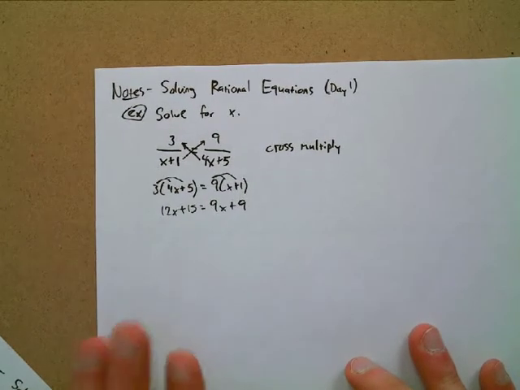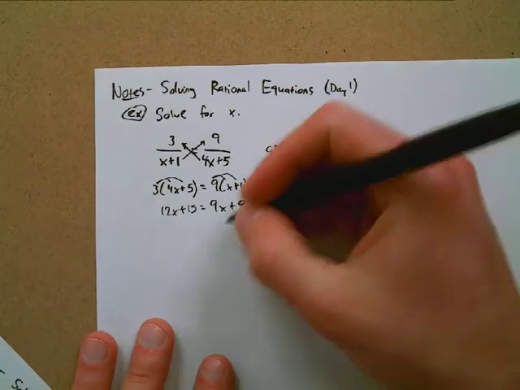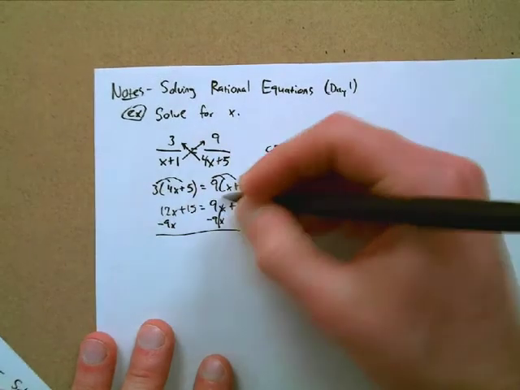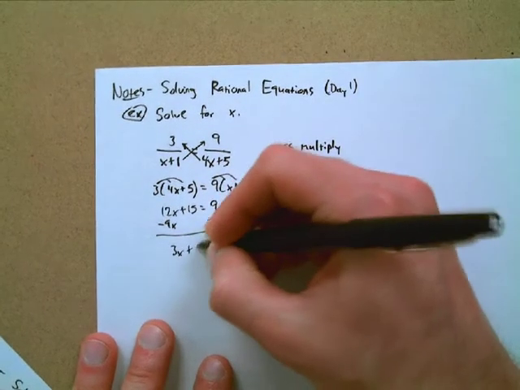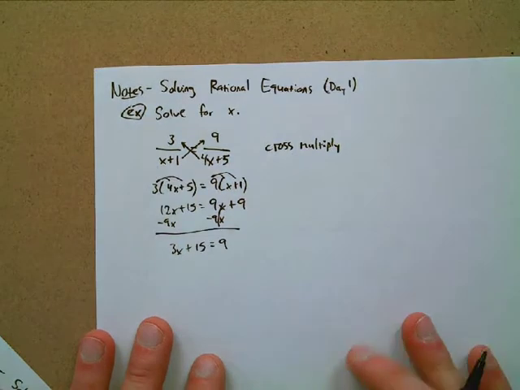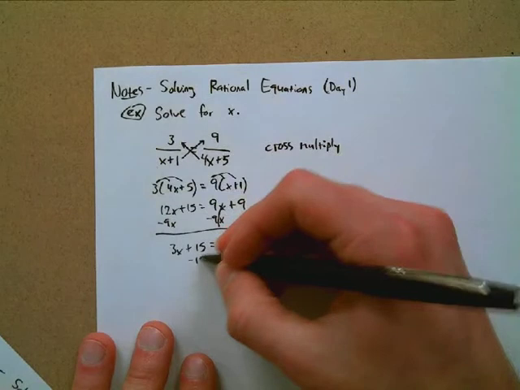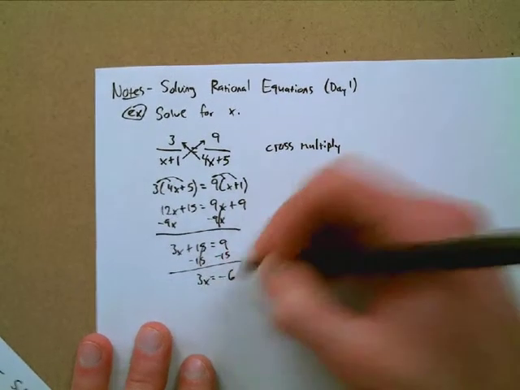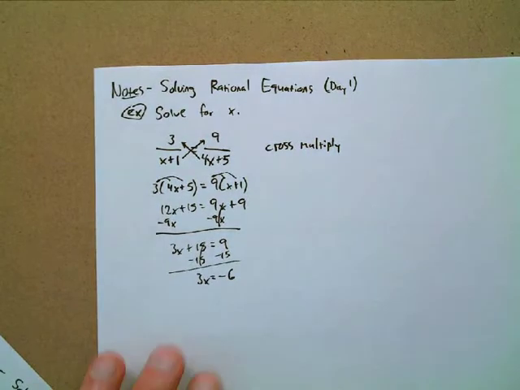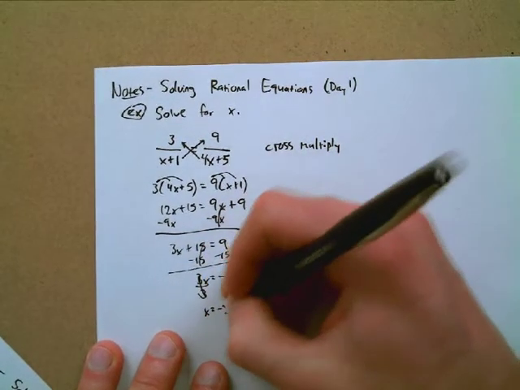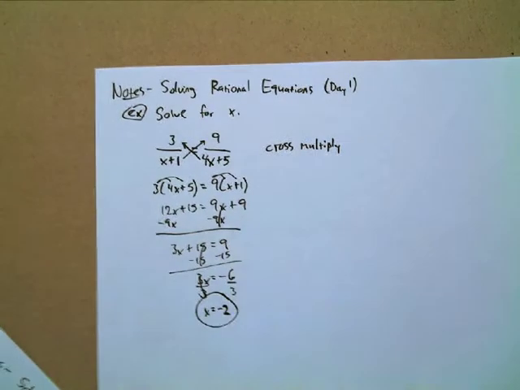Subtract. Yeah, subtract. I'm going to subtract 9x from both sides to get the x's together first. So we'll have 3x plus 15 equals 9. And then subtract 15 on both sides. We'll get 3x equals negative 6. And then divide everything by 3. You got it. x equals negative 2.